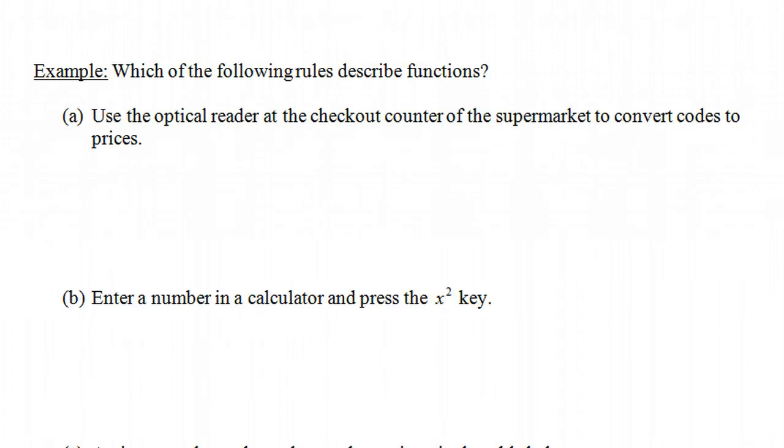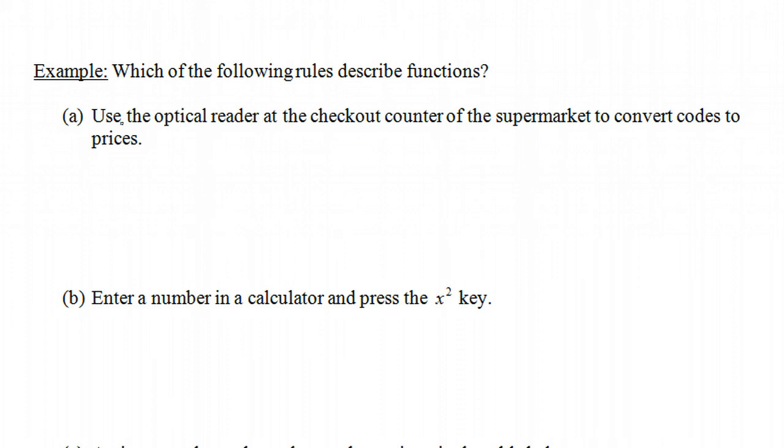Okay, so let's look at some examples. Which of the following rules describe functions? Part A says use the optical reader at the checkout counter of the supermarket to convert codes to prices. So everything at the grocery store has a price. A Snickers bar, for example, might cost $1. Every item in the store has a price, so therefore it is a function.